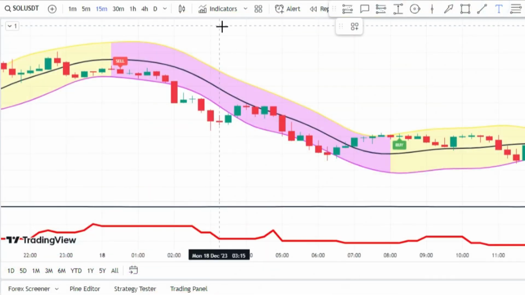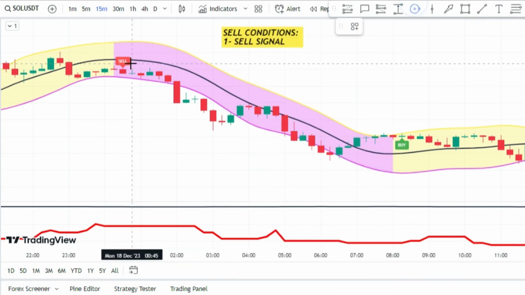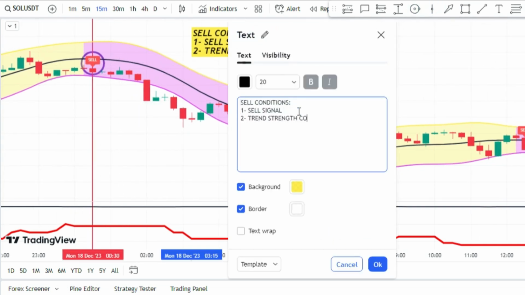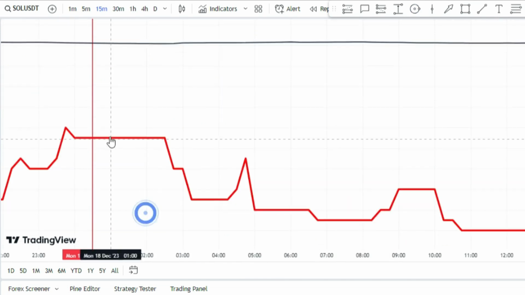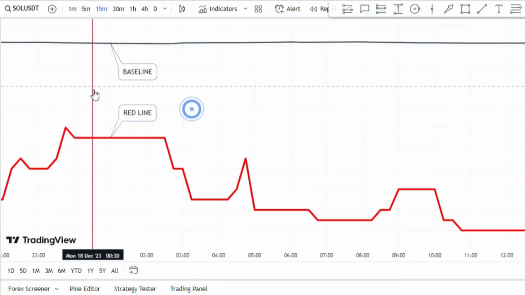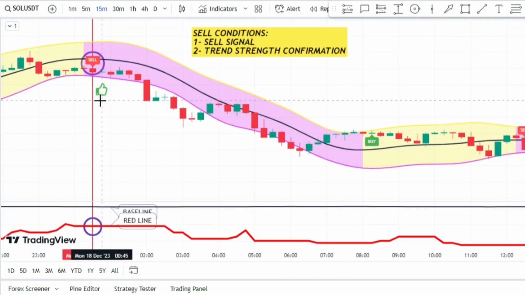Now that we have got the buy trade down pat, let's switch gears and talk about the rules for a short trade. First off, be on the lookout for a sell signal. Once you see it, check in with the trend strength indicator to confirm. If everything looks good, you can open a sell order.